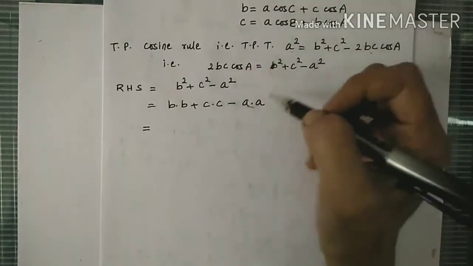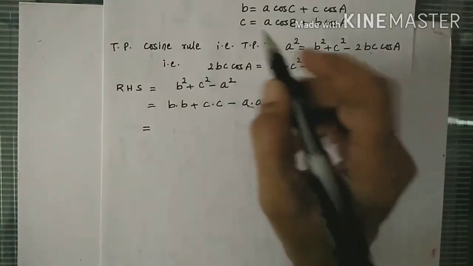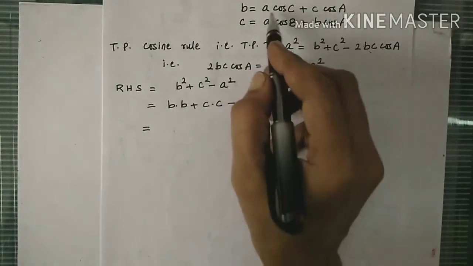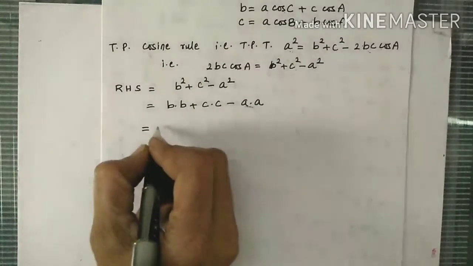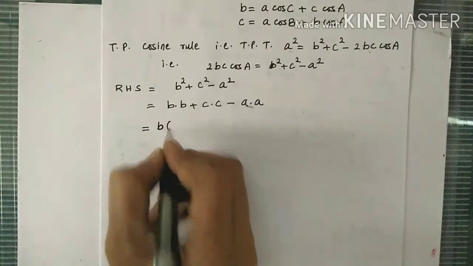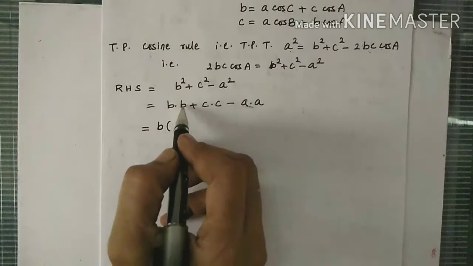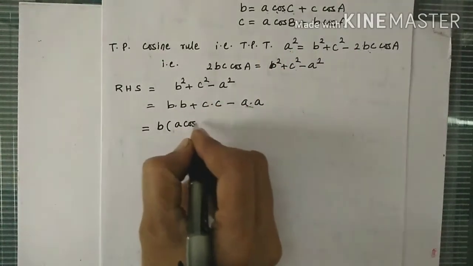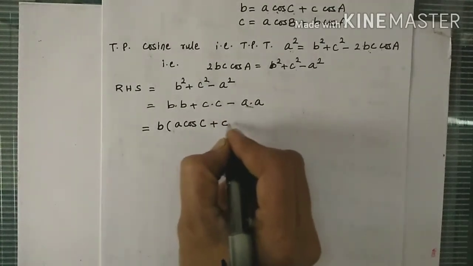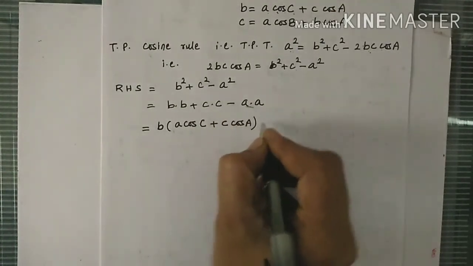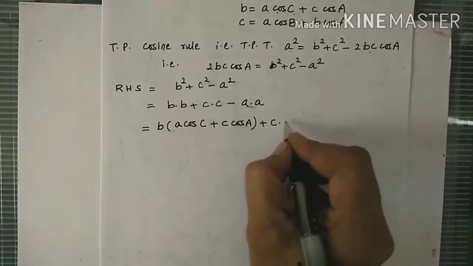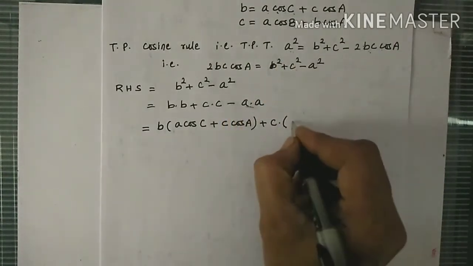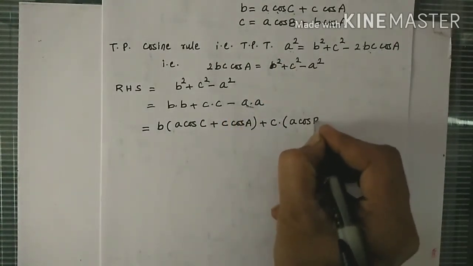So we are writing a as B cos C plus C cos B, c as A cos B plus B cos A, and b as A cos C plus C cos A. So first let's write this B as it is, and using projection rule, let's write the other B as A cos C plus C cos A. So it becomes A cos of C plus C cos of A plus, let's write this A as it is, and the second C, using projection rule, we can replace it by A cos of B plus B cos A.